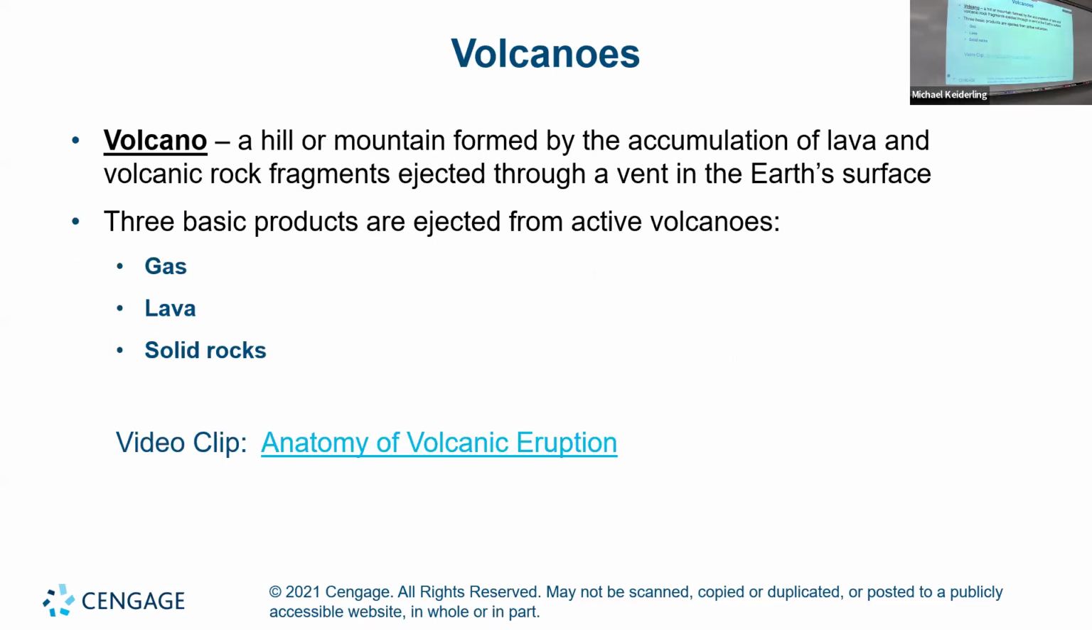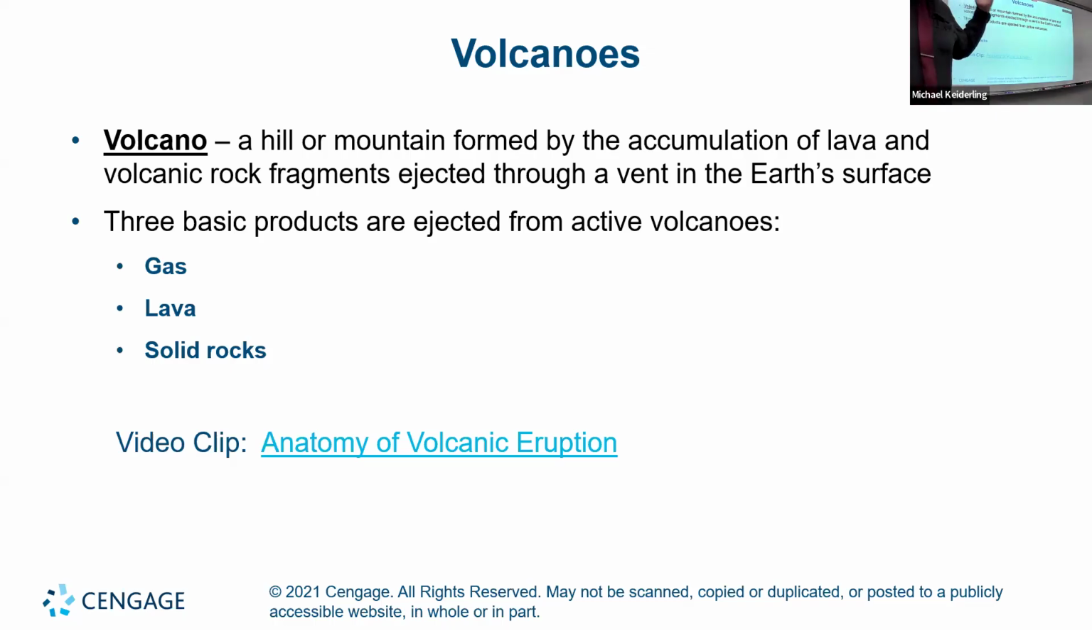Now, if the magma exits the earth and becomes lava at the surface, that can form a volcano. A volcano is a hill or a mountain that's formed by the accumulation of lava and other volcanic rock fragments that are ejected through some vent in the Earth's surface. Three basic products are ejected from active volcanoes. An active volcano is one that is emitting stuff. And three basic things come out of volcanoes.